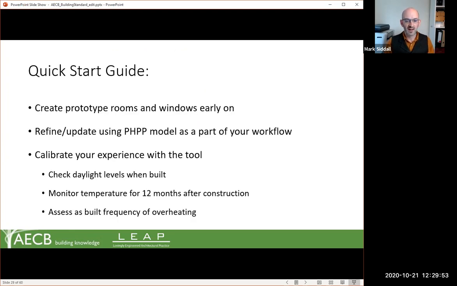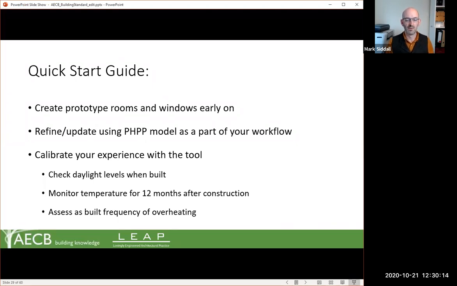As a quick start, using the daylight modeling tool, which comes with PHRibbon, you can model some prototype rooms and check out the window design proportions at an early stage, and then you can refine and streamline that with your PHPP workflow.